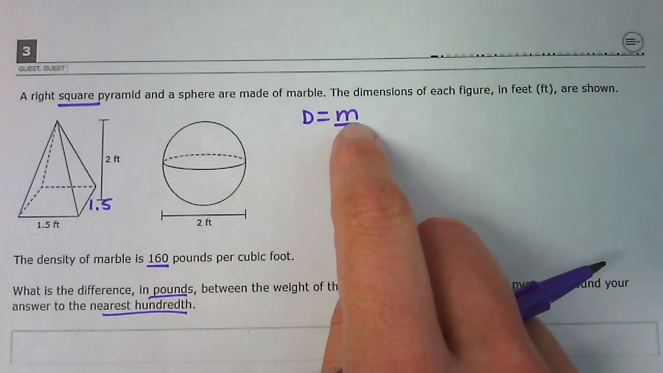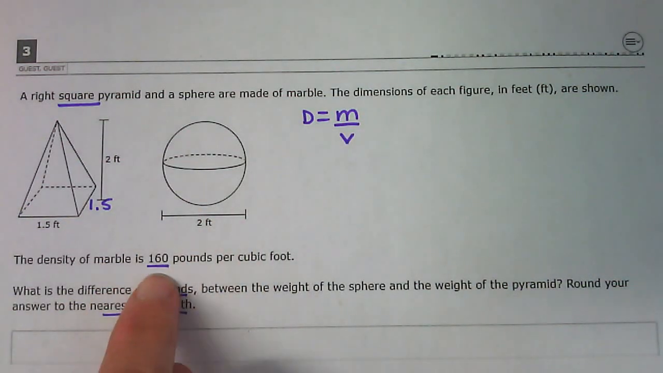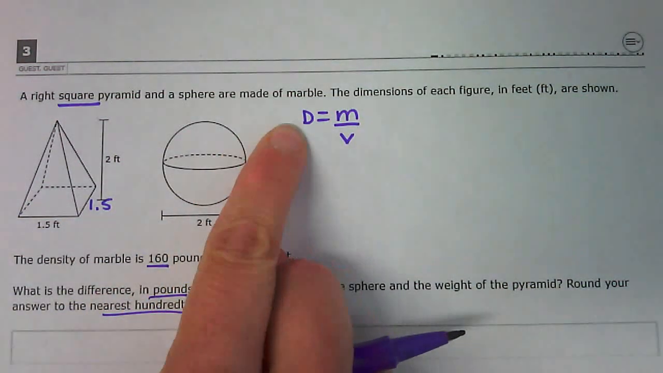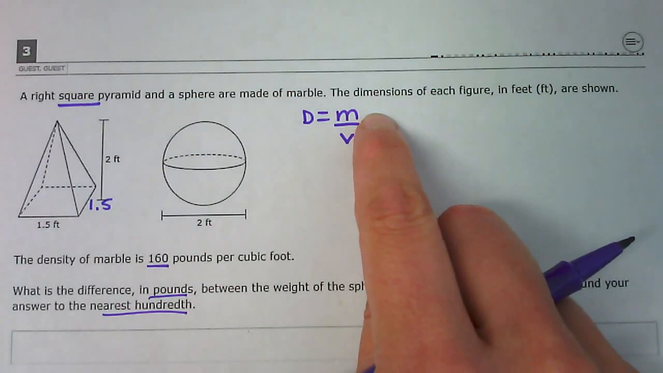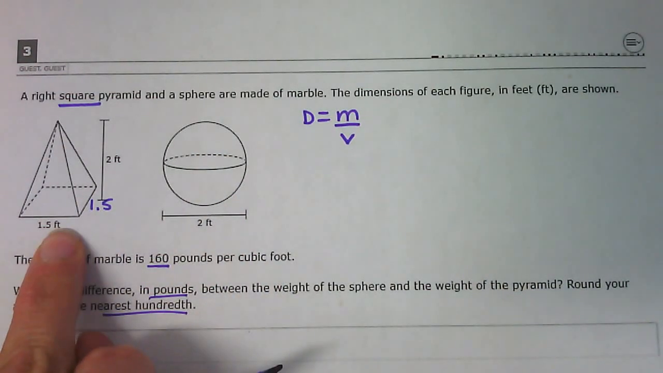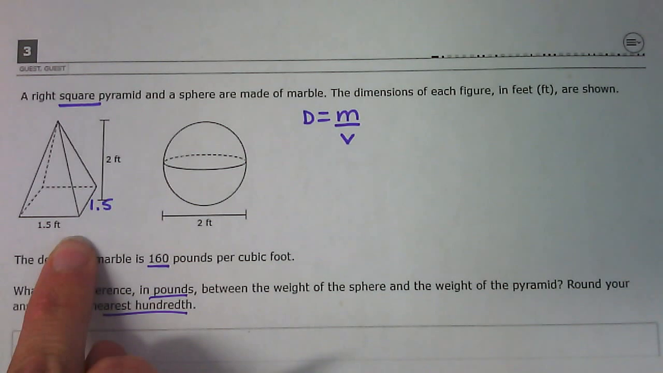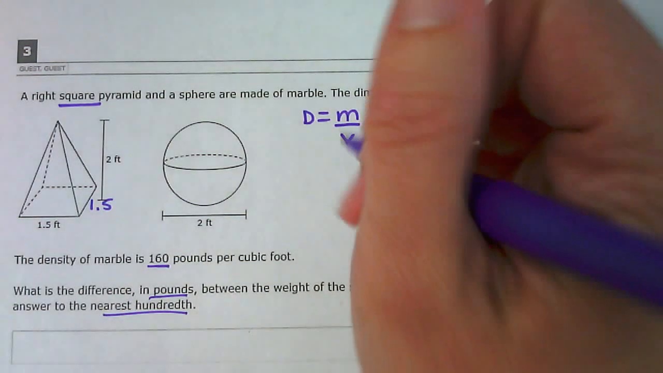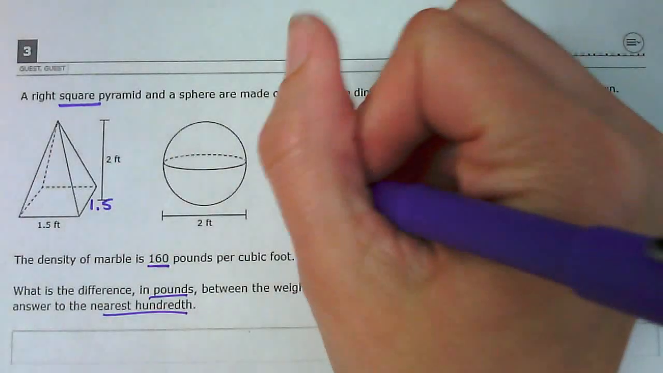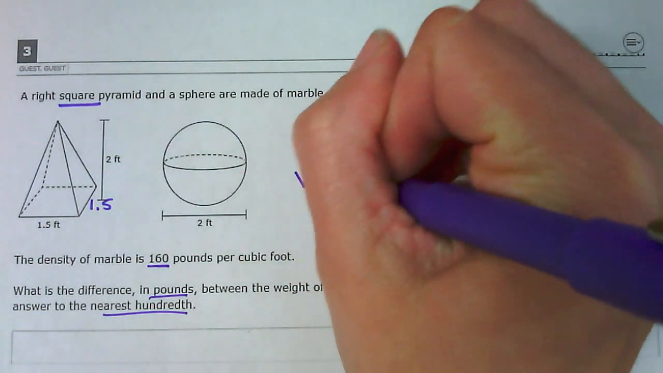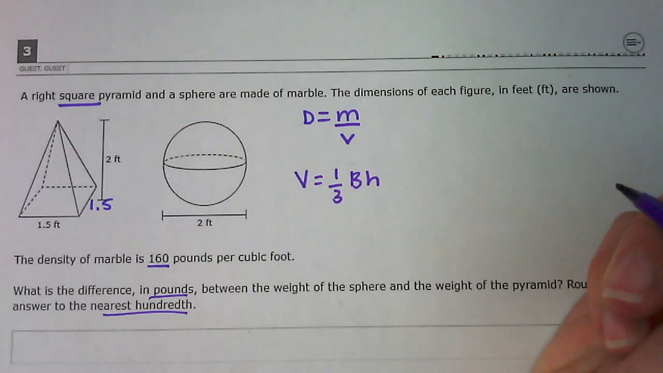So we need to think about what we have here. We have density, so we know the D. We're trying to figure out the M, and we are going to be able to calculate the volume because we have all the dimensions we need. So now we can use our reference sheet to help us. On our reference sheet for a square pyramid, our volume formula is 1/3 BH.